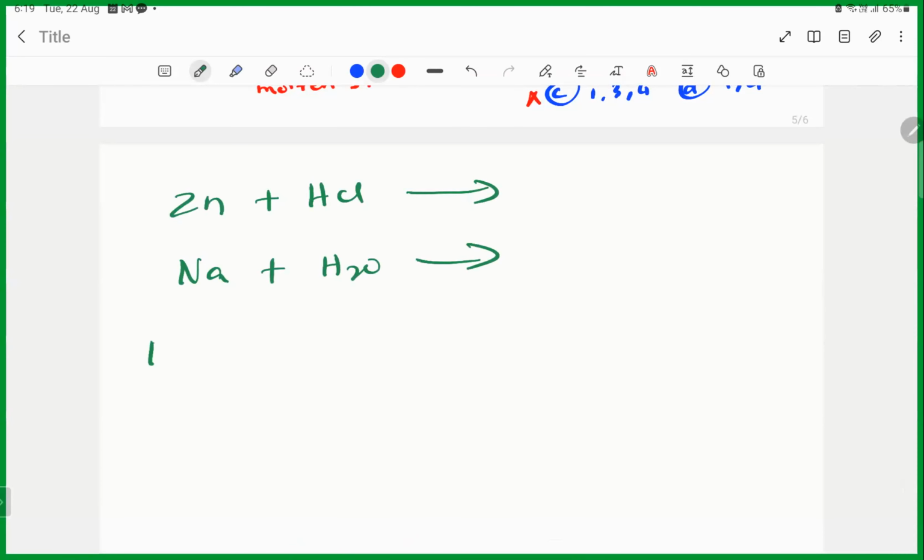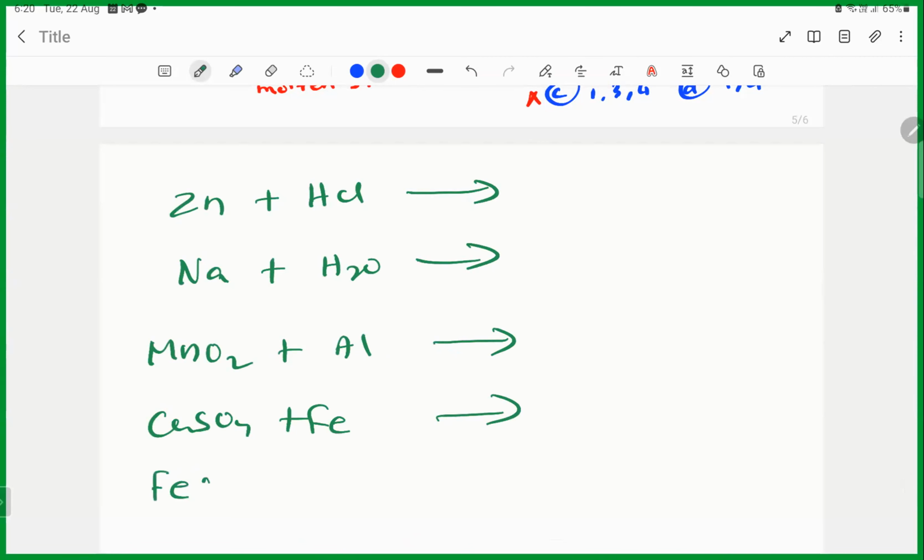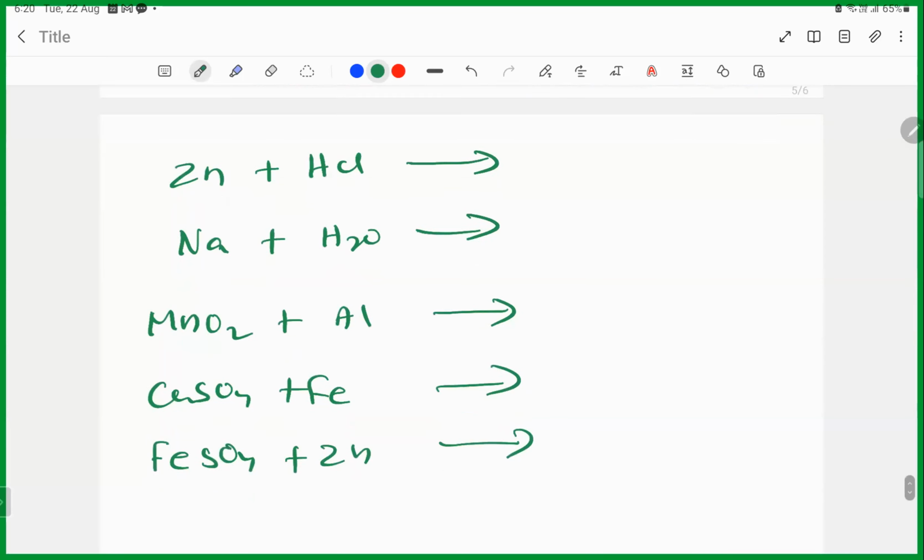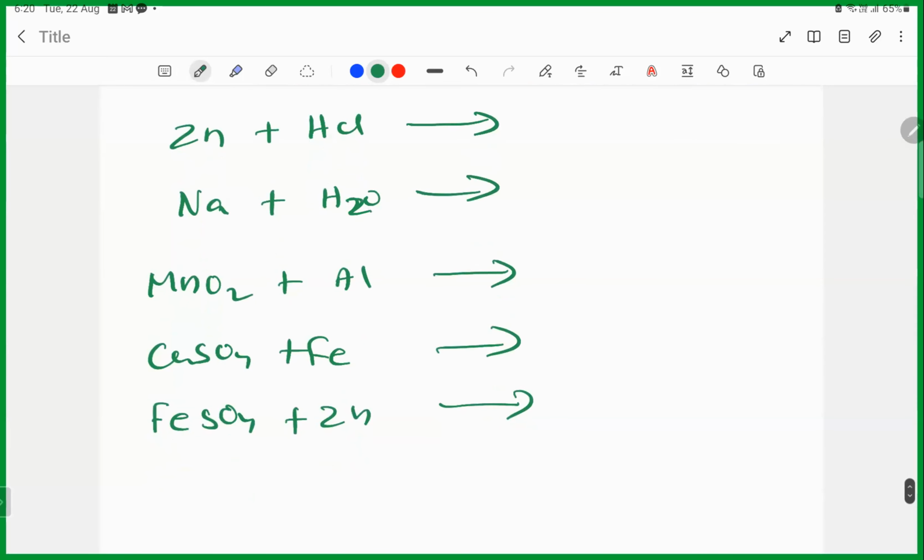And then MnO2 plus Al gives what? And copper sulfate plus iron gives what? And iron sulfate plus zinc gives what? Write the answer for only these 5 questions. Note down the questions.